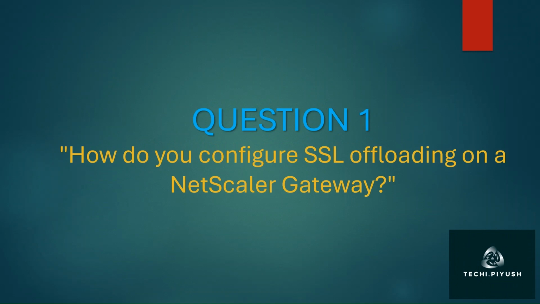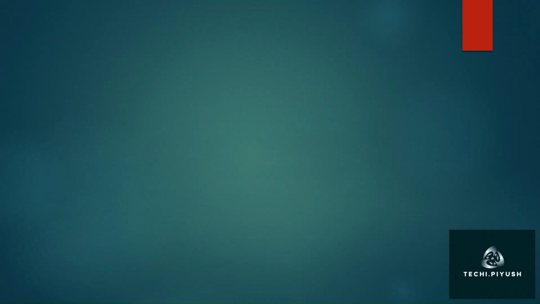To configure SSL offloading, first you need to obtain and install an SSL certificate on your NetScaler. Then you need to create an SSL virtual server and bind that certificate to the SSL virtual server. Then you need to configure the backend server to accept HTTP traffic. SSL offloading will ensure that the encryption is terminated on the NetScaler. Last, you need to set up policies to handle HTTP to HTTPS redirection if needed to ensure all communication is secure.